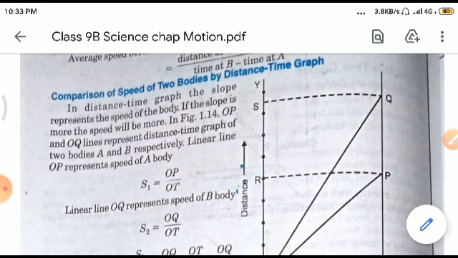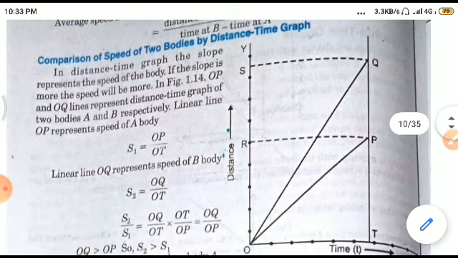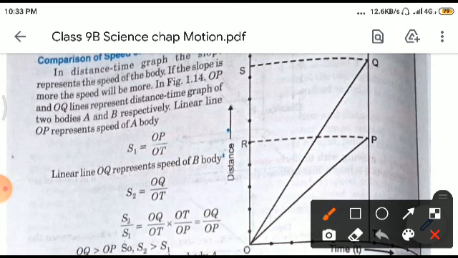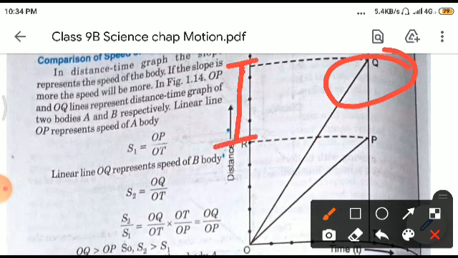Now let us come to an aspect where we compare the speed of two bodies by a distance time graph. In this graph you can see there are two bodies, one at point P, the other at point Q. The time is the same, but the distance is different. So which traveled faster? The one which traveled the maximum distance, which is Q. Q, due to the fact that it traveled more distance, traveled faster than P, and the difference is the distance RS.